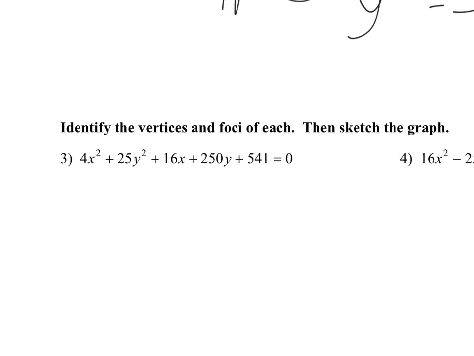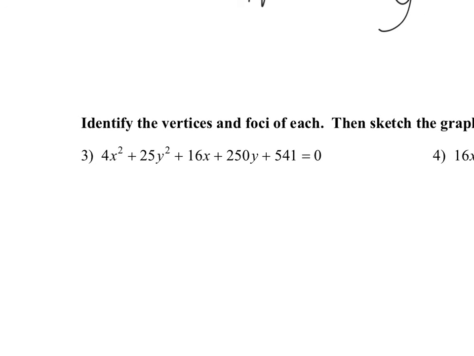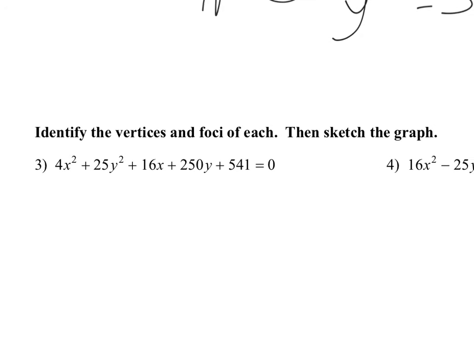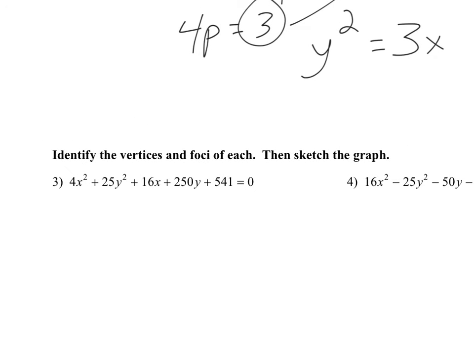Now, it says a couple of things here for these. Identify the vertices and the foci, sketch the graph. It doesn't specify whether these are parabolas, ellipses, or hyperbolas. However, we've got an x squared and a y squared on question 3, which implies it's going to be either an ellipse or a hyperbola.